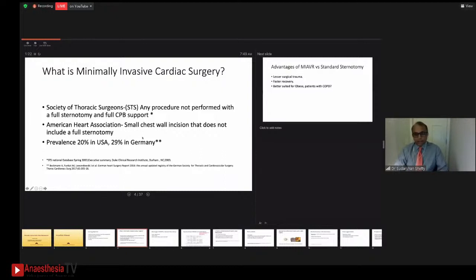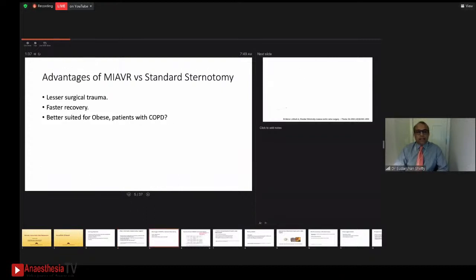And how common is this? In a paper from 2017-2018, they found about 20% prevalence of all aortic valve replacements in the USA were minimally invasive, about 30% in Germany. And what's the advantage of doing a minimally invasive aortic valve replacement versus a standard sternotomy?